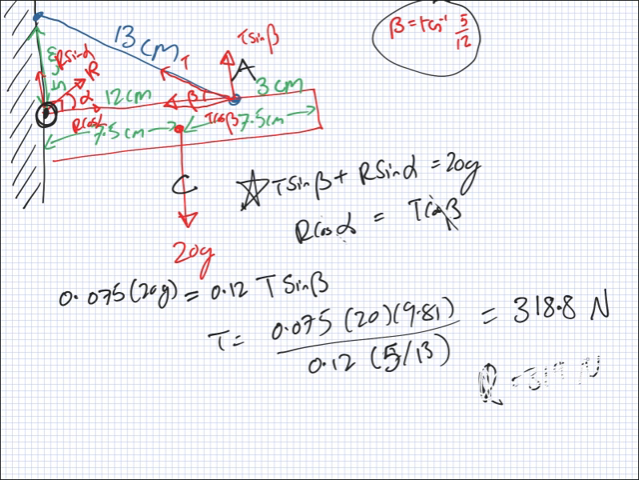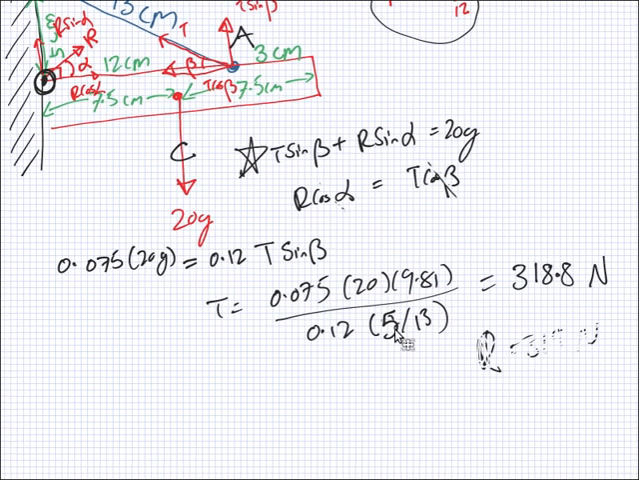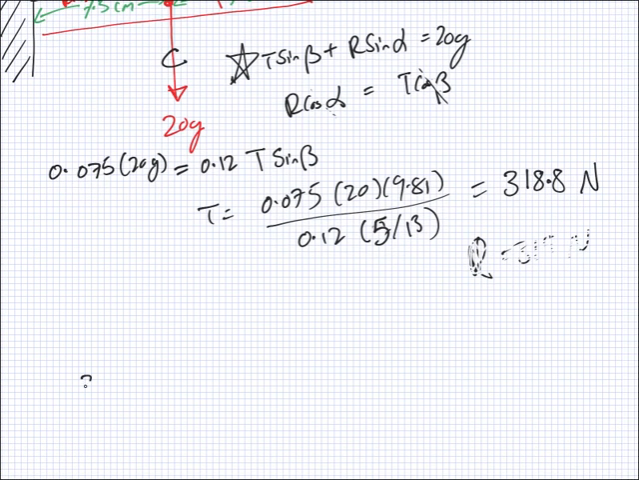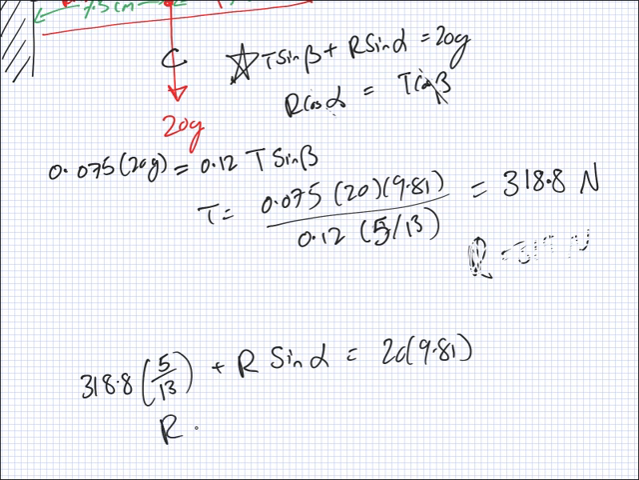Okay, we have the T. So what should I do next? Let's write down my two equations now. Okay, can I scroll down a little bit? So T we know. T is 318.8. Sine beta we know. 5 over 13. R we don't know. Sine alpha we don't know. 20g we know. R we don't know. Cos alpha we don't know. T we know. Cos beta we know. Yeah? So we need to solve this now.